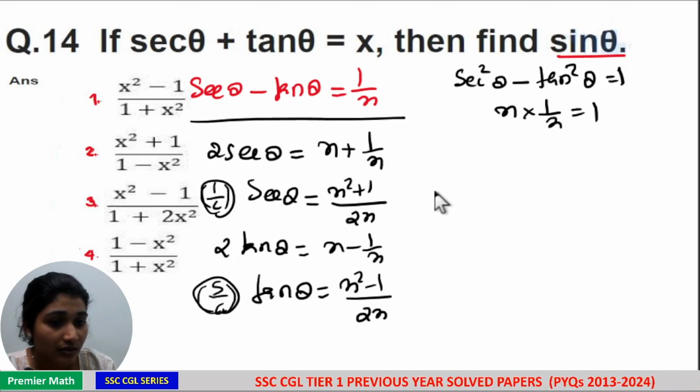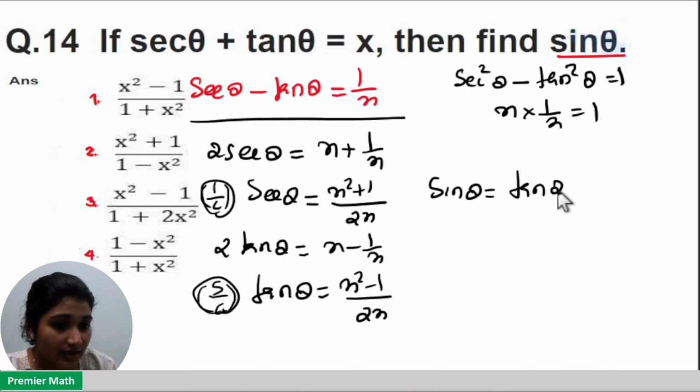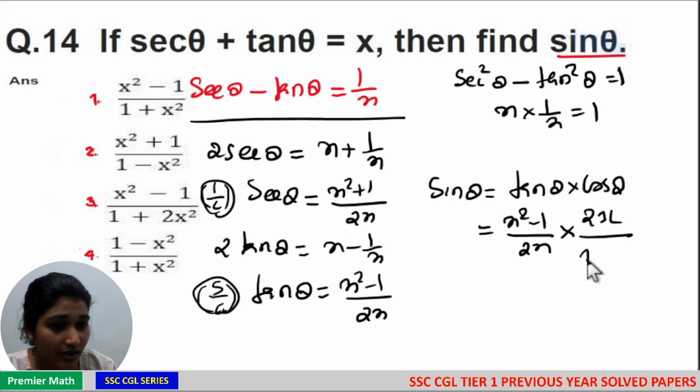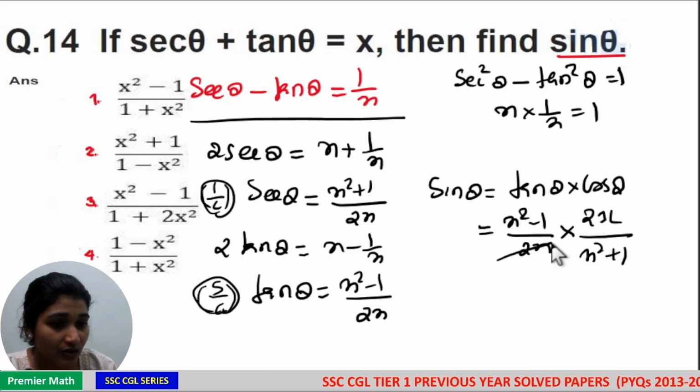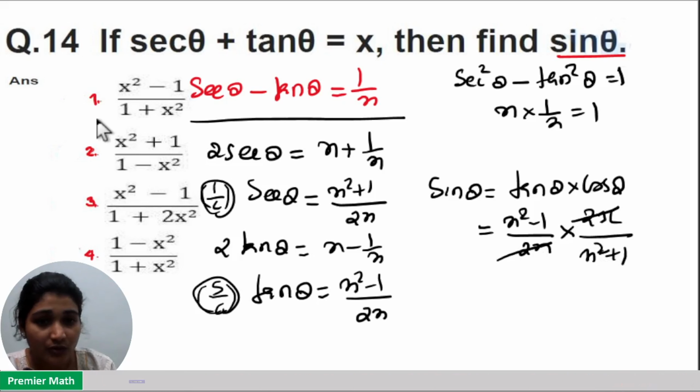Now sine theta is equal to tan theta into cos theta. So tan theta is equal to x square minus 1 divided by 2x, and cos theta is inverse of sec theta, that is 2x divided by x square plus 1. So 2x and 2x cancel, x square minus 1 divided by x square plus 1 is your answer. Option 1 is your answer.